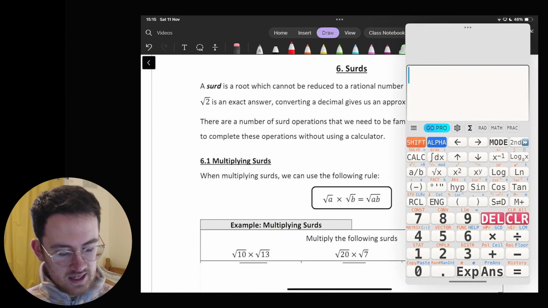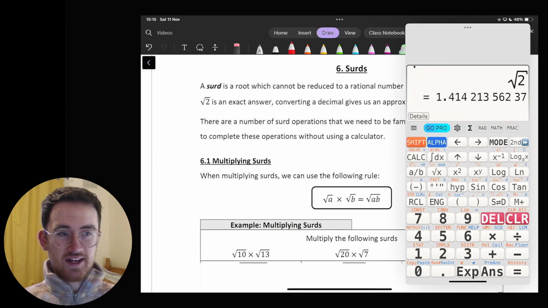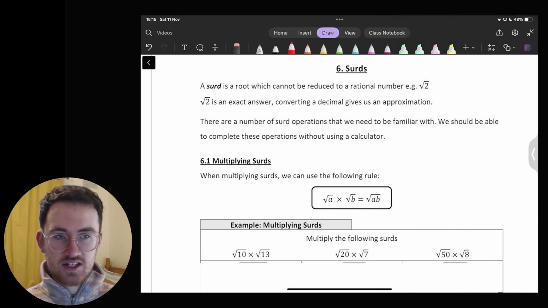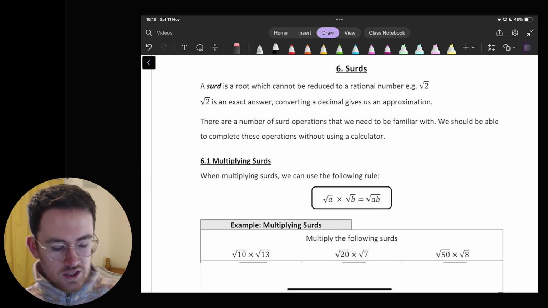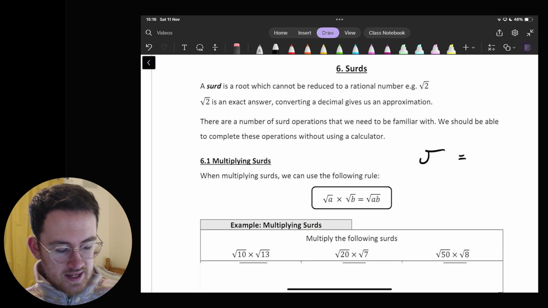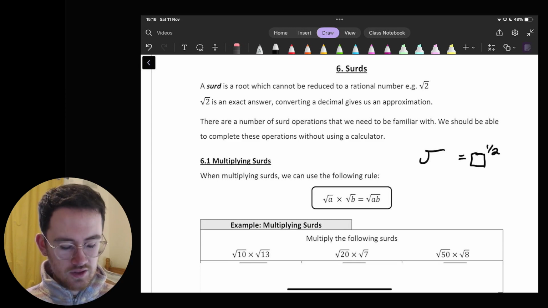Like we can see here, if we do root 2, we get 1.414 and so on and so forth, and even my calculator is rounding off its answer at the end, but that's only an approximation of the result of root 2. As I've said, there's a number of surd operations we have to be familiar with. Our calculator does a lot of these, but we should know the rules ourselves. They all stem from our indice rules, bearing in mind that a square root is the same as having something to the power of a half. A lot of the rules follow from that idea.